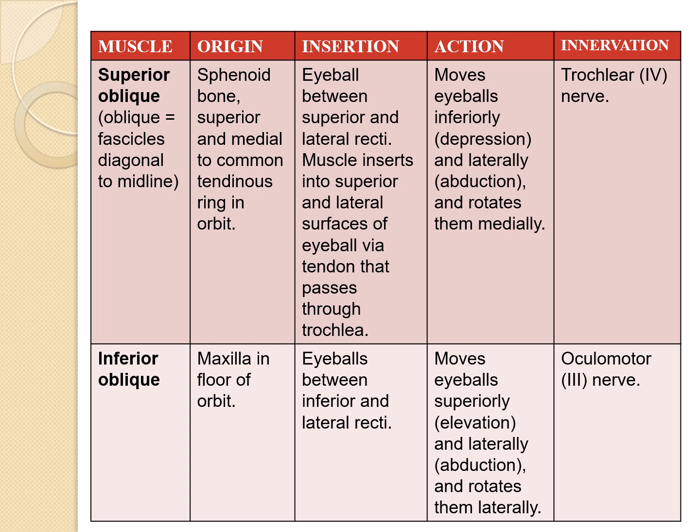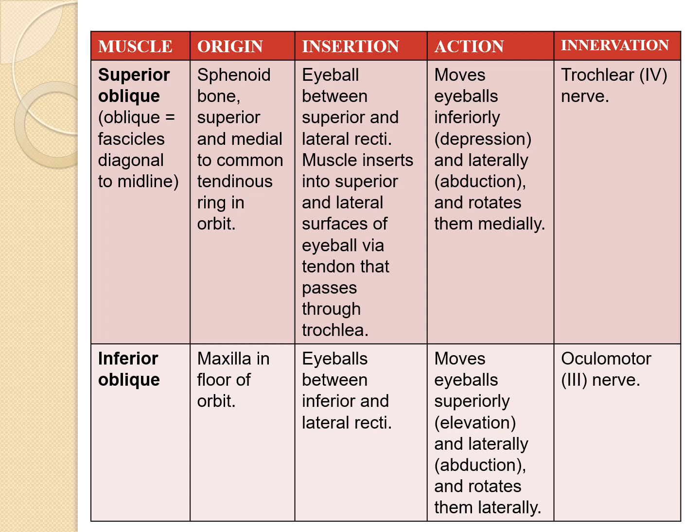Coming to the actions, it moves the eyeballs inferiorly. Remember, superior oblique moves the eyeballs inferiorly, that is it depresses, and laterally, that is it aids in abduction, and rotates them medially. And it is innervated by the trochlear nerve, that is the fourth nerve.